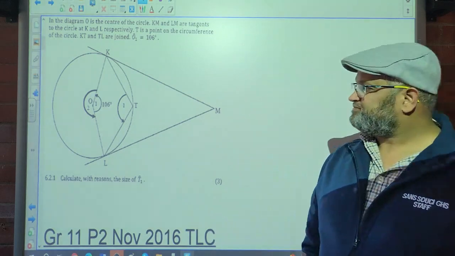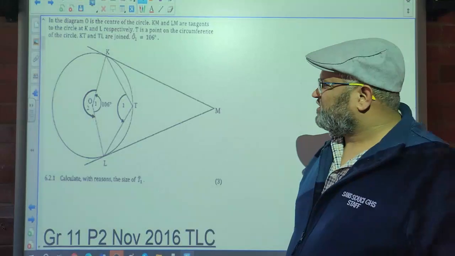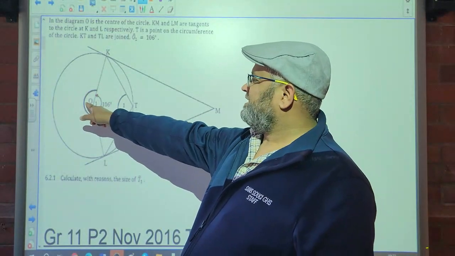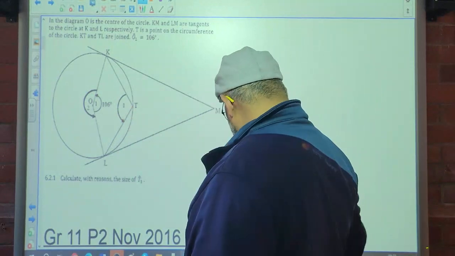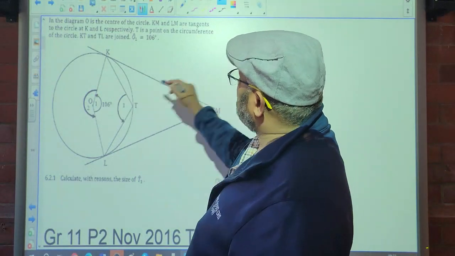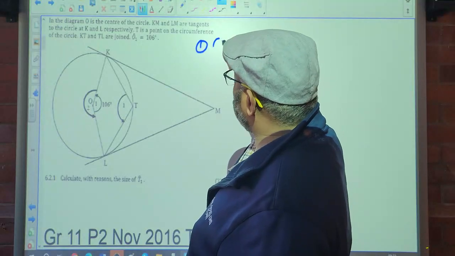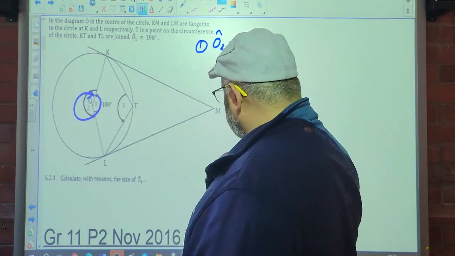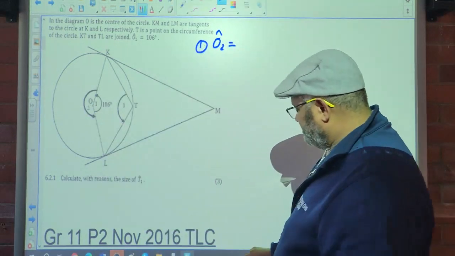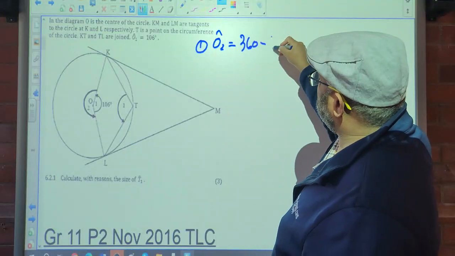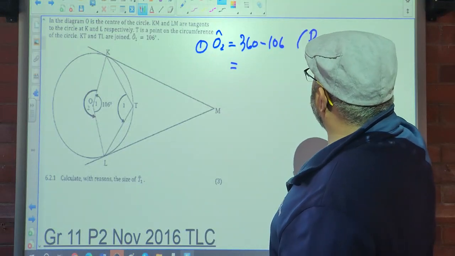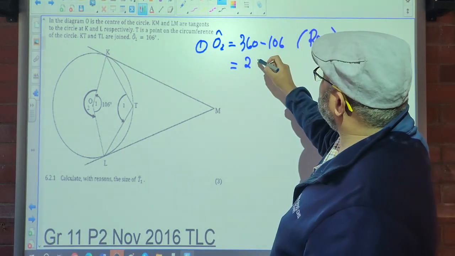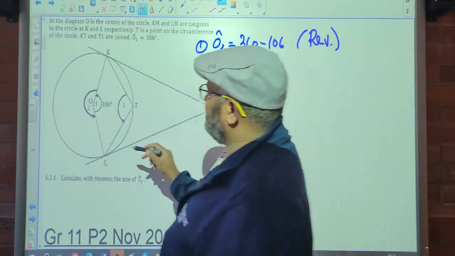O1 is 106. Question says calculate the size of T1. We spoke about that already. There's a relationship between O2 and T1. So where do we start? We start by working out O2. So O2 is equal to what? 360 minus 106. Why? It's a revolution. Okay? And that will give an answer of 254 degrees.